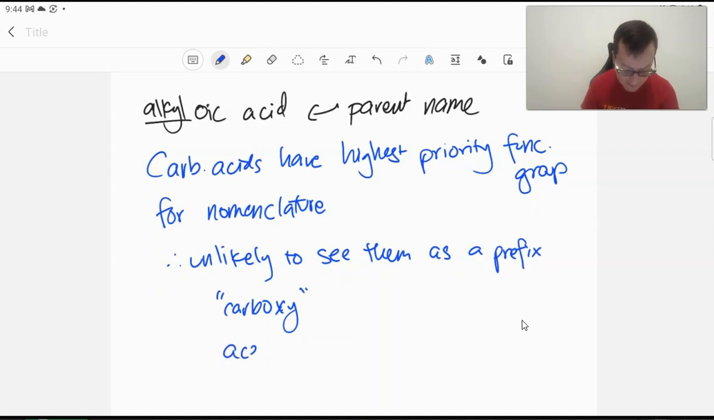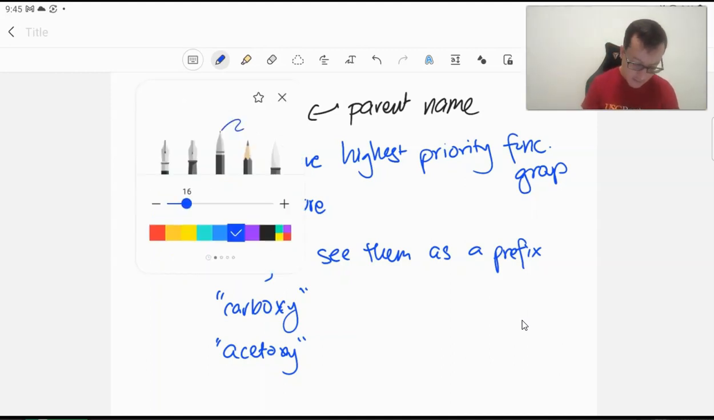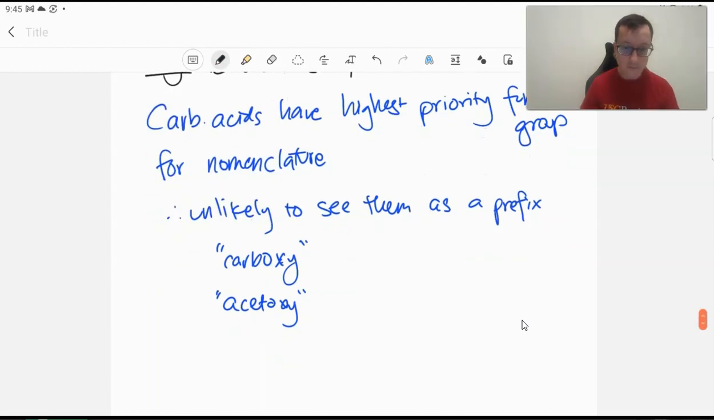Carboxy would be used only if you have multiple carboxylic acids in your structure and there's no way to get them all in the same chain. So it's not common at all to see them as a prefix, but if you see something like an acetoxy group, that is a carboxylic acid. All right? It's unlikely. So just like our normal ways of naming things, we'll have all that.